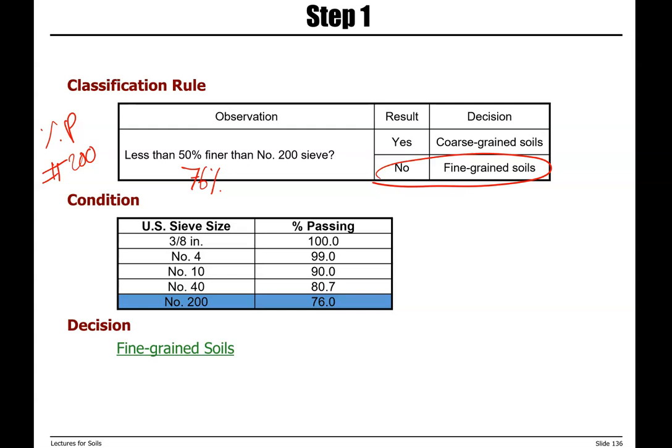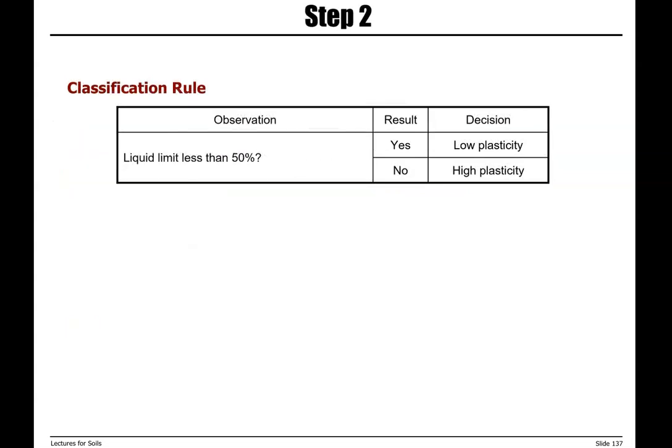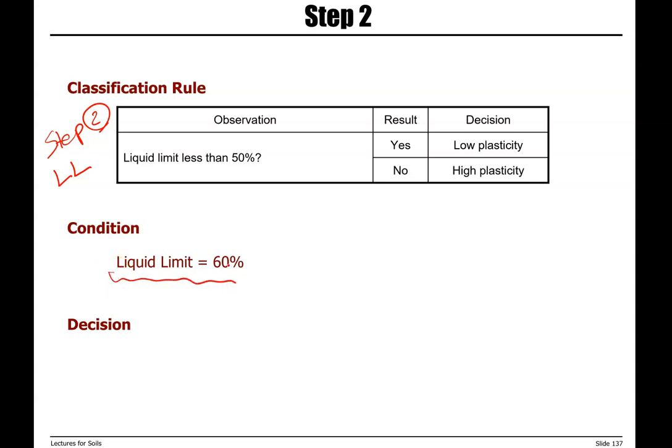Now that we have a fine-grained soil, again, what is important for us? Plasticity. So in step 2, we need to look at liquid limit. Liquid limit of the soil sample was 60%. Liquid limit less than 50%? No, it's more than 50%. Which means that we have fine-grained soil with high plasticity. So we will use letter H.